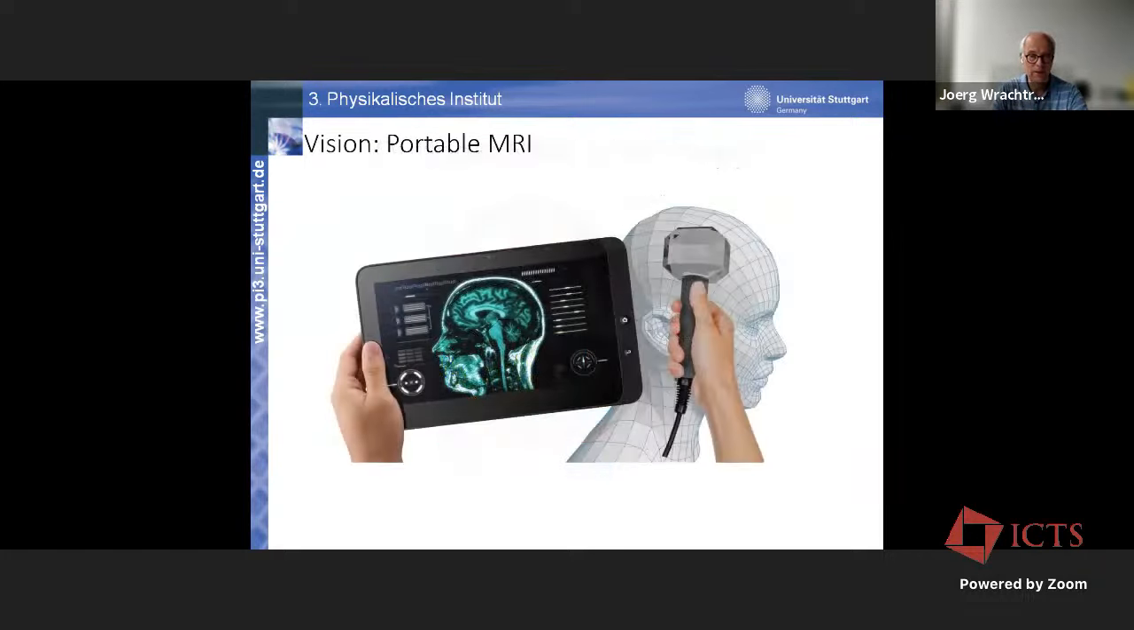And the other one is this. The sensor types we are using actually might lead to radically improved and simplified MRI.